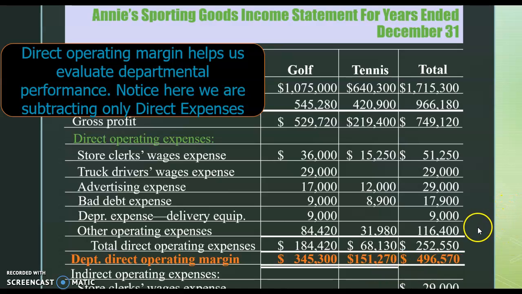Then I would just put the indirect operating expenses as a grand total, and I'm not overly concerned with them. I'm looking at just the direct operating margin. This is the amount that these two managers had absolute control over.